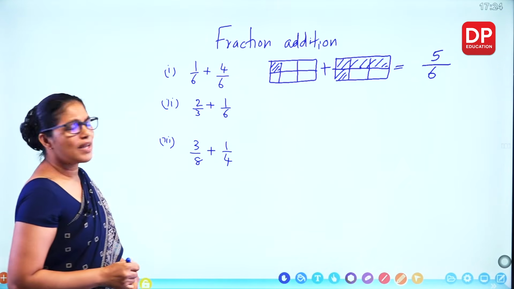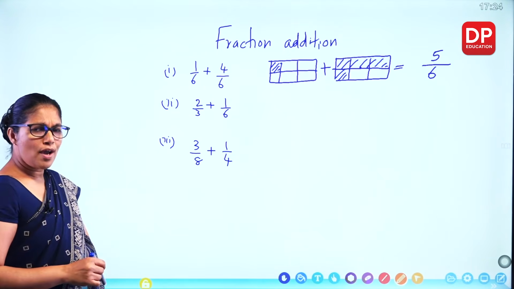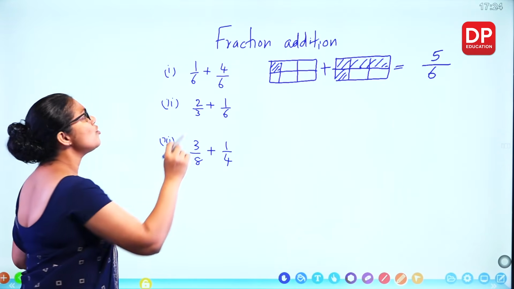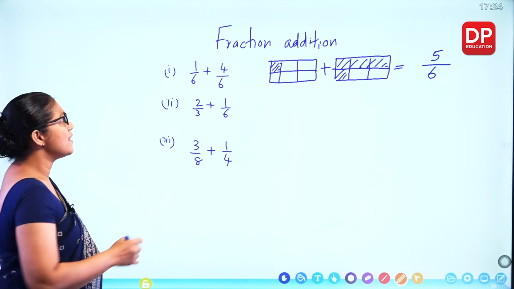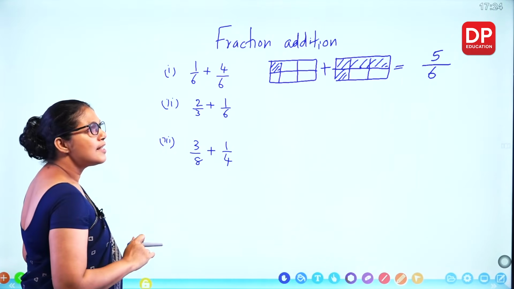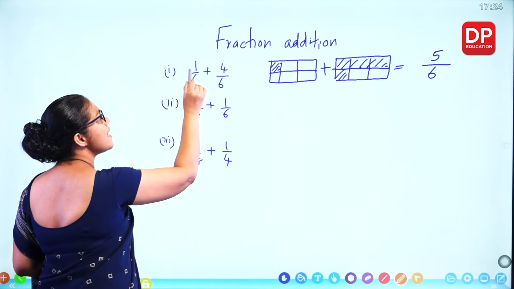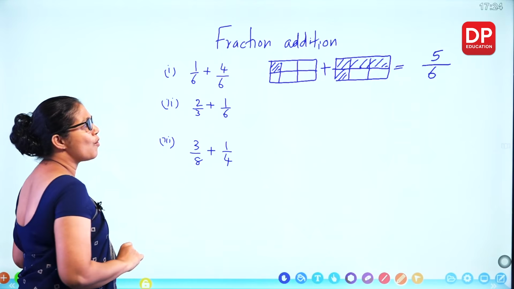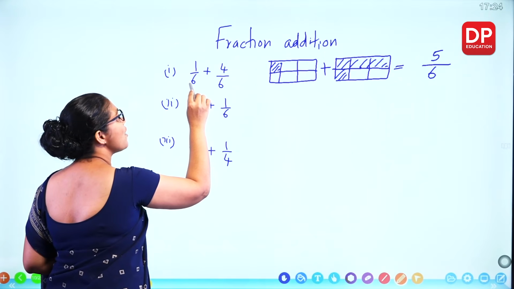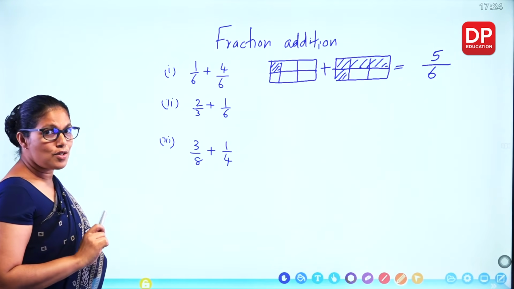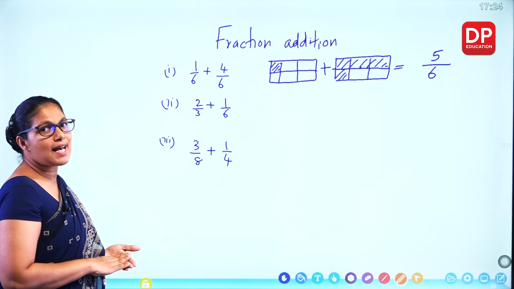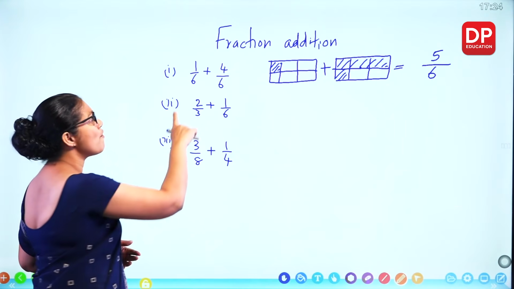Now without drawing you can easily find the addition. Look at the denominators. If the denominators are the same, you just add the numerators together. Here 6 is the denominator, so you get 6 as the denominator for the answer. For the numerator you just add 1 and 4. Don't add 6 and 6, that's wrong. Some students try to add the denominators as well. No, that's wrong, because this means there are altogether 6 parts. You can't increase the number of parts.